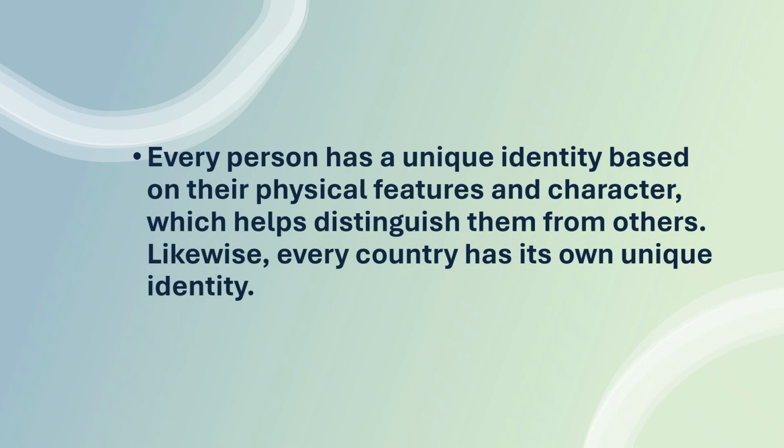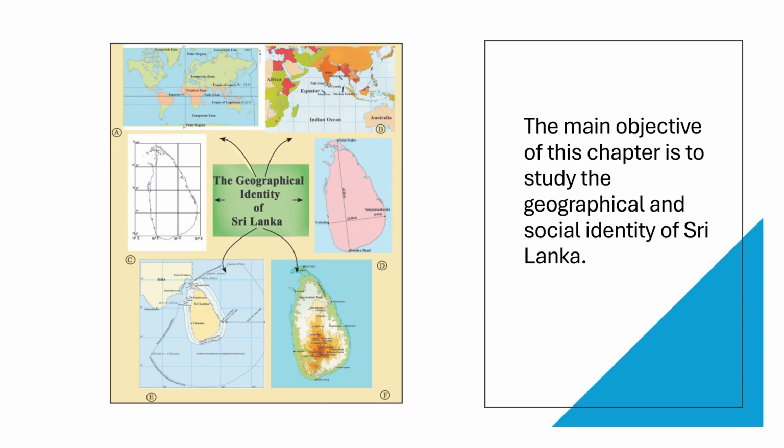Every person has a unique identity based on their physical features and character, which helps distinguish them from others. Likewise, every country has its own unique identity. The main objective of this chapter is to study the geographical and social identity of Sri Lanka.